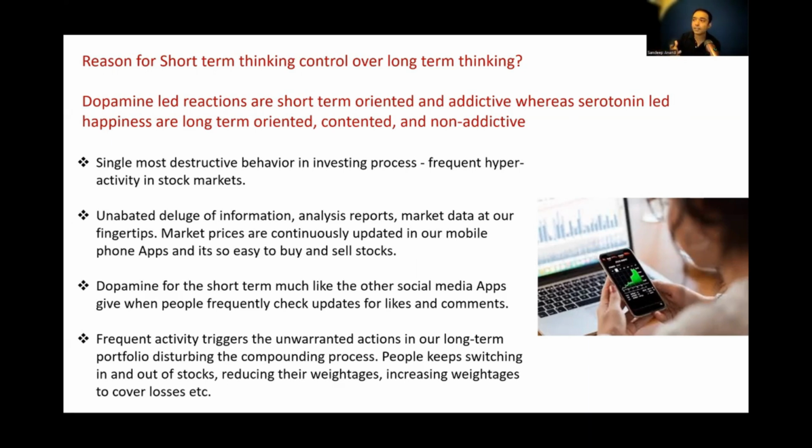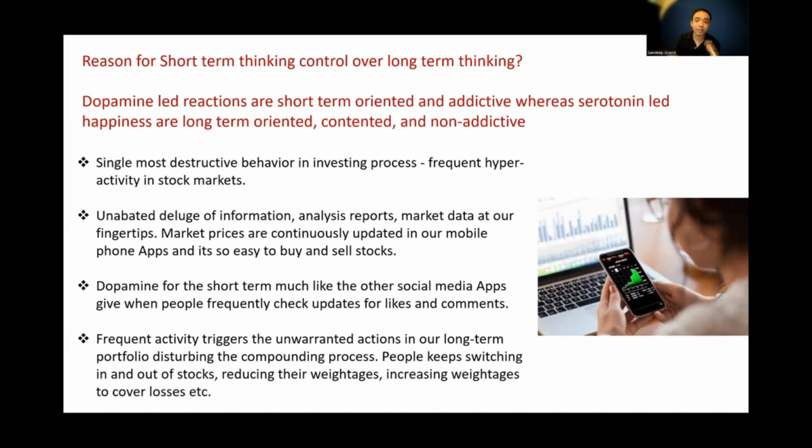But in the US, it's just a click, and you are actively tracking it, right? That makes a big difference. Now, dopamine for the short term is like what most social media apps give, when people frequently check for likes and comments. Frequent activity triggers unwarranted actions in our long-term portfolio, disturbing the compounding process. This is against what Charlie Munger said: do not interrupt the compounding machine. But we keep interrupting because we are triggered.